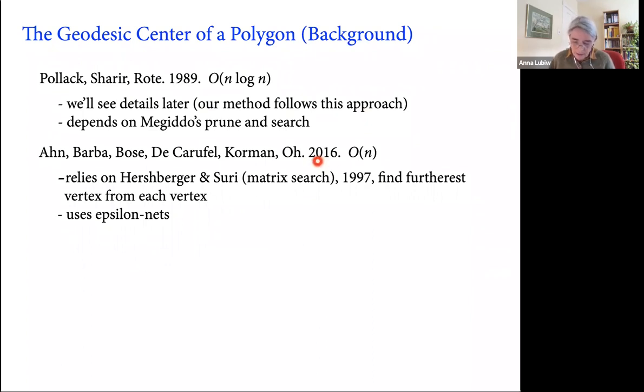Now in 2016, this was reduced to linear time, and that's an amazing result. It relies, first of all, on Hirschberger and Suri, who used a kind of matrix search to find for every vertex what is the furthest vertex in the polygon. And then they also used epsilon net techniques. So it's using quite powerful techniques to achieve this order n runtime.